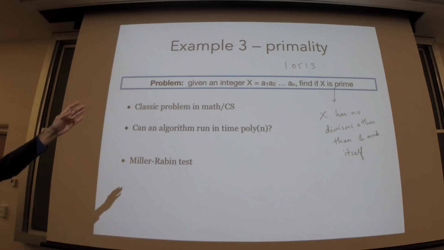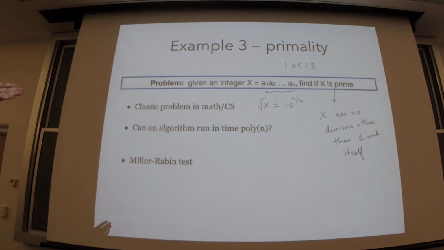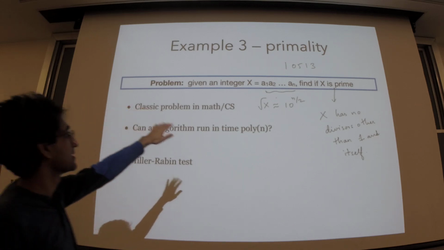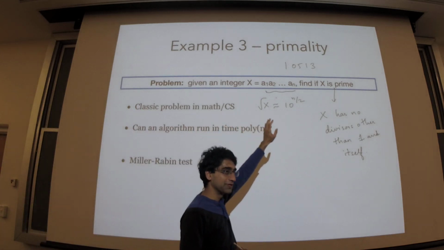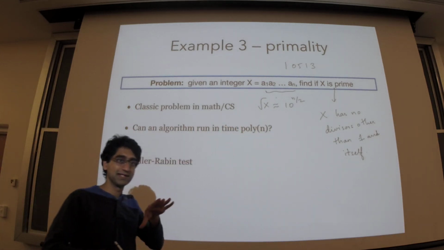But as you can see, if x is an n-digit number, so if x has n digits, then the square root of x is something like 10 to the n by 2. This is an n by 2 digit number. So checking all numbers up to the square root of x is clearly exponential in n, which is the number of digits of x. Again, the key thing here is that you want polynomial in the number of digits. So it's not in the number itself.